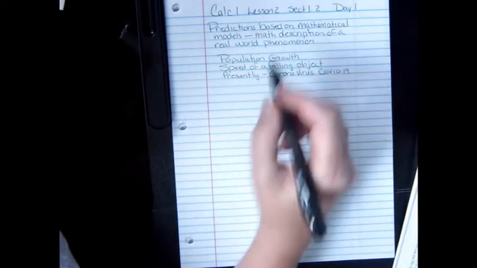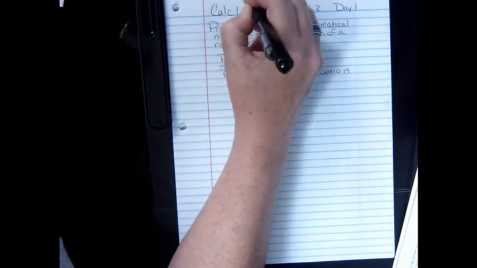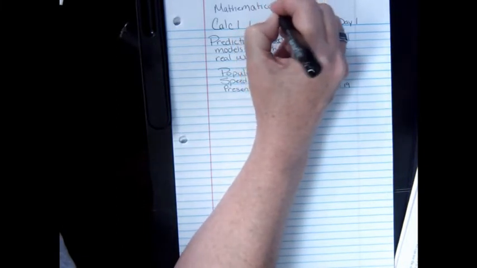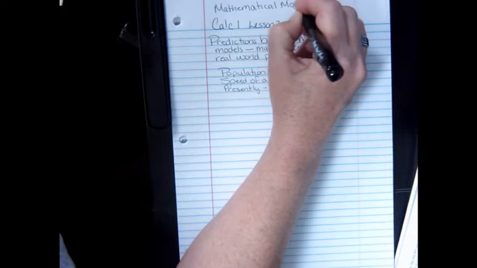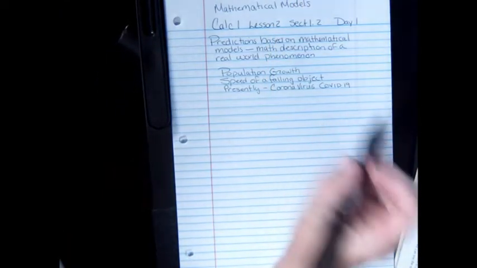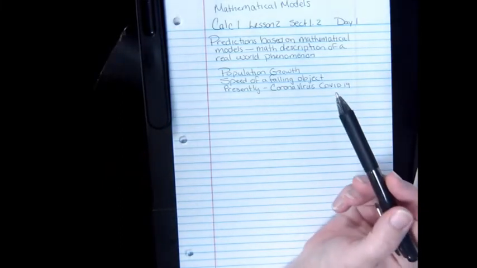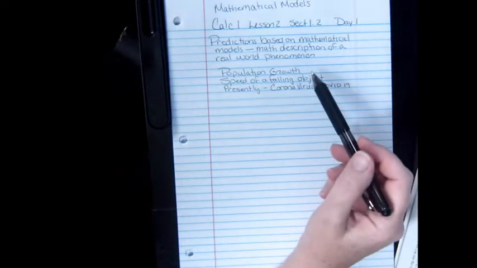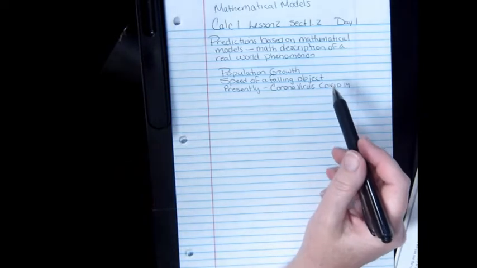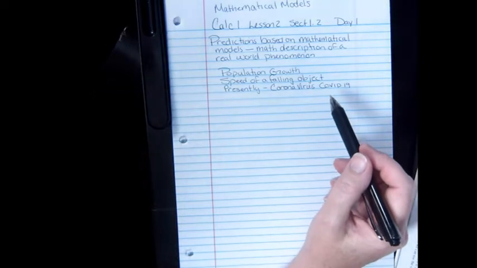Okay, so mathematical models is what today's going to be about. We use mathematical models to make predictions on a lot of things. They describe real-world phenomena. We have population growth, estimating the speed of a falling object, or most recently, the coronavirus or other viruses, infectious diseases.